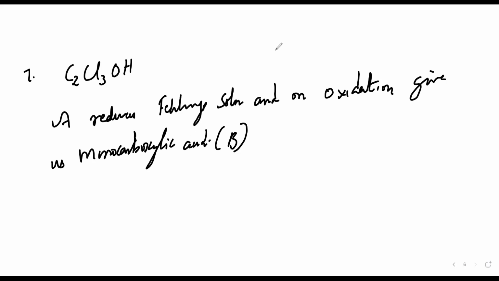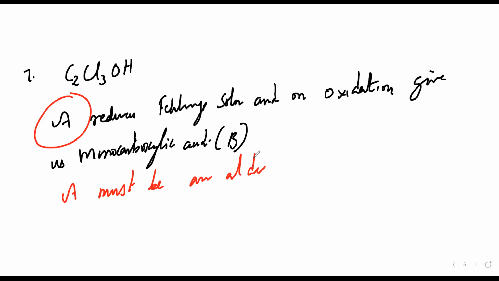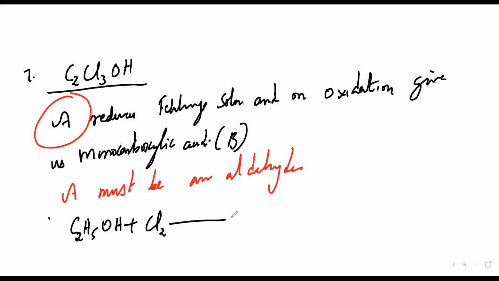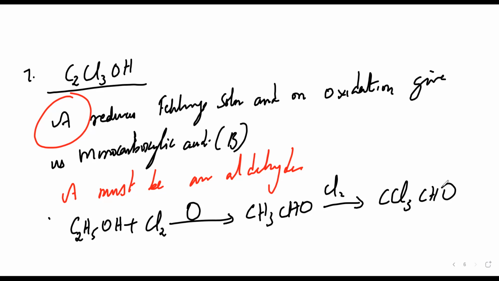So from this, clearly we should know that A must be an aldehyde. Correct? So this C2Cl3OH. So what is basically, if I'm just taking a reaction, let me take ethyl alcohol, C2H5OH, and react with chlorine and run oxidation, it'll be giving me what? CH3CHO, correct? CH3CHO, and further reaction with chlorine, it'll be giving me what? CCl3CHO.